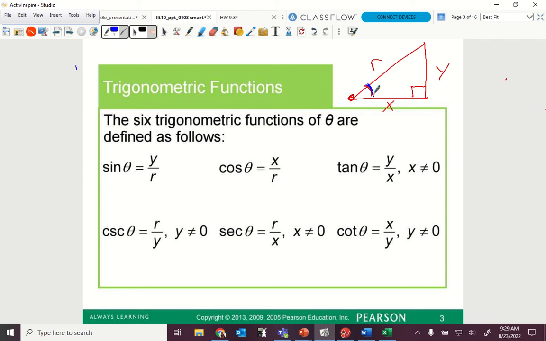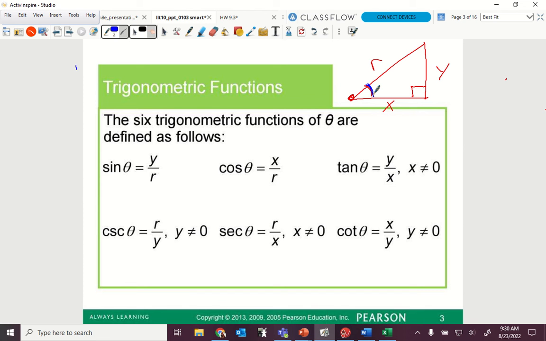So sine. That's some old hippie. From my blue angle, opposite of my reference angle here is going to be what value? It's the y, isn't it? Yeah? So from here, the y value is my opposite, but what is my hypotenuse? R. So that's why sine is y over r.